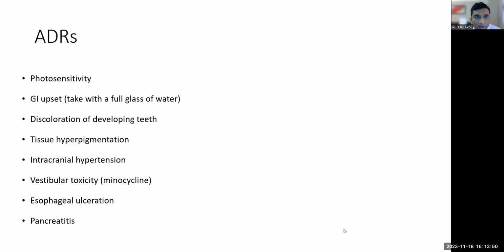So what are the adverse drug reactions associated with doxycycline? Photosensitivity and GI upset we have seen with doxycycline, so we ask all patients to take doxycycline with a full glass of water. Discoloration of teeth is particularly seen with minocycline. Tissue hyperpigmentation again with minocycline, intracranial hypertension, vestibular toxicity more with minocycline, esophageal ulceration, and very rare cases of pancreatitis.